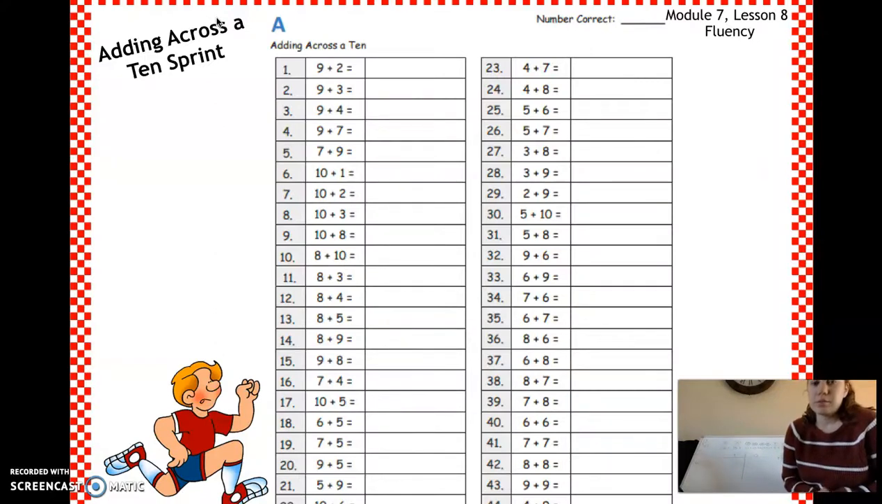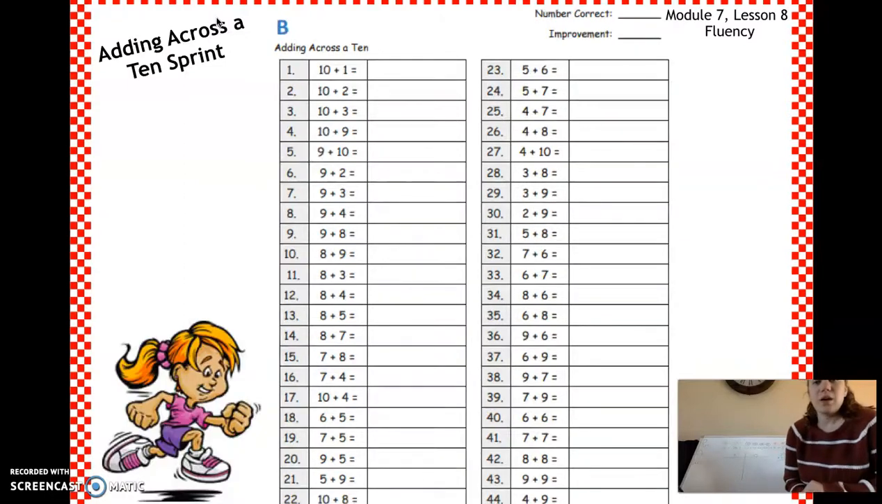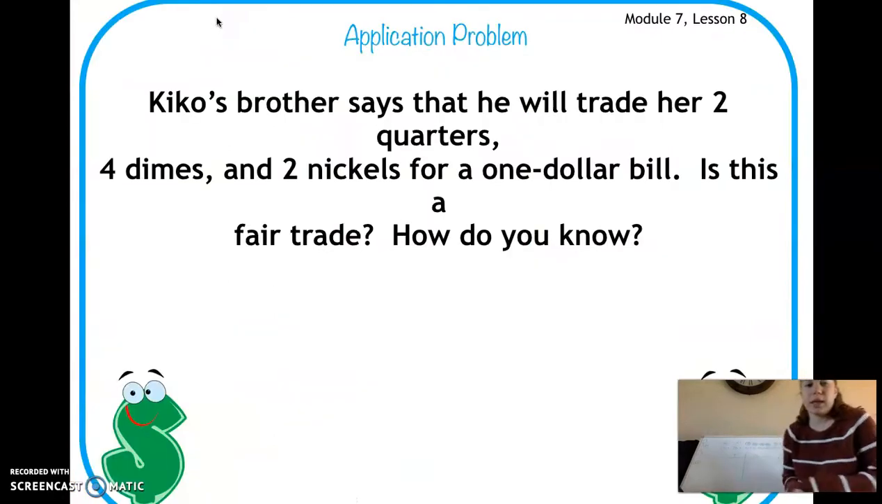Here's our sprint, part A. We're going to be adding across a 10 sprint. So when you're ready, you can pause the video and get started with your 2-minute timer. When the timer goes off, you put your pencil down and your hands go up. And you get ready for part B. Part B is more than you did on A. Good luck, everyone.